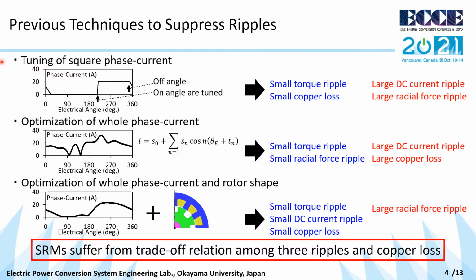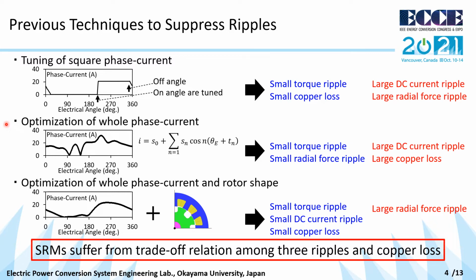Of course, many techniques have been reported to address those three ripples, so I introduce some of them. First is the tuning of the square phase current waveform. For example, on angle and off angle are tuned to minimize the torque ripple. As a result, the small torque ripple and small copper loss is achieved. However, this technique is not sufficient because the DC current ripple and radial force ripples are large.